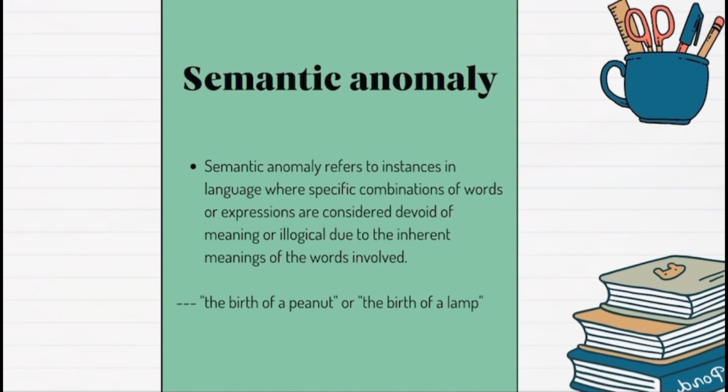Semantic anomaly refers to instances in language where specific combinations of words or expressions are considered devoid of meaning or illogical due to the inherent meanings of the words involved. For example, the bird of a peanut or the bird of a lamb are deemed semantically anomalous because the concept of bird is conventionally linked to living entities rather than inanimate objects like peanuts or lambs.